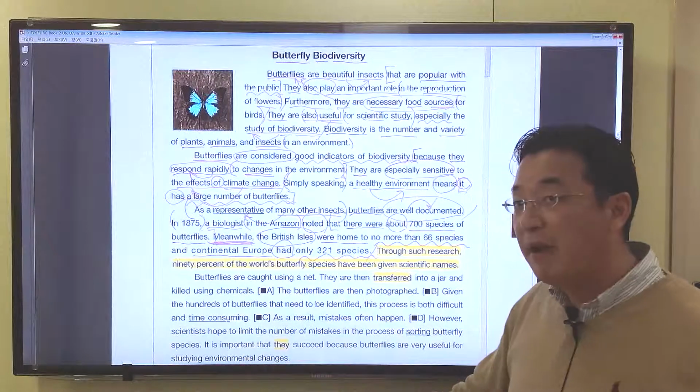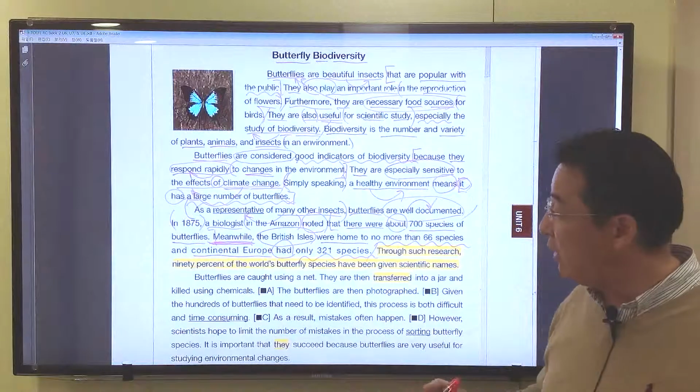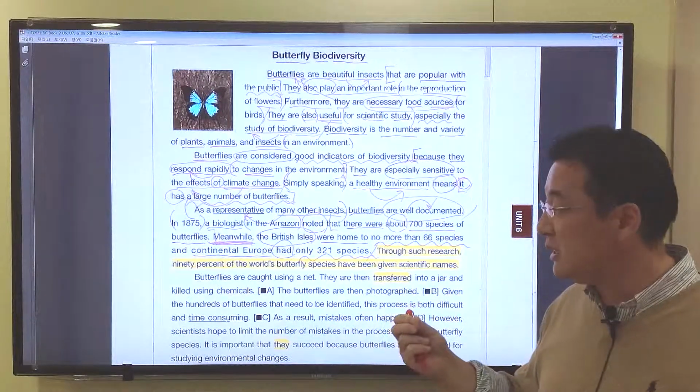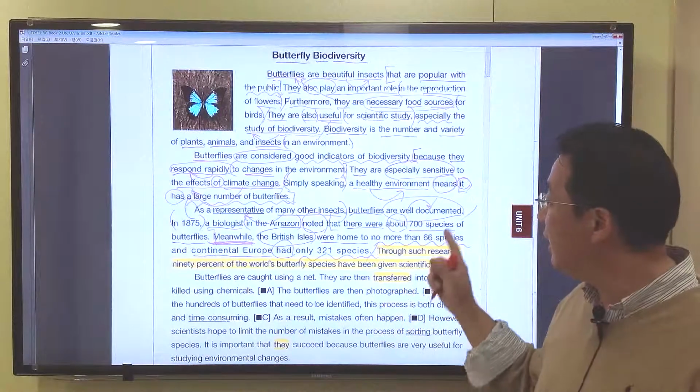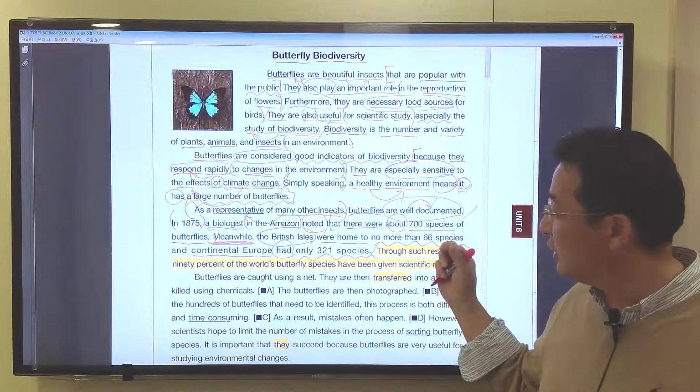그죠? So in comparison with the Amazon in 1875, there were 700 species of butterflies, but all through the British Isles, there's only 66 species, but continental Europe had only 321, which is about less than half of what were found in Amazon. 그죠?